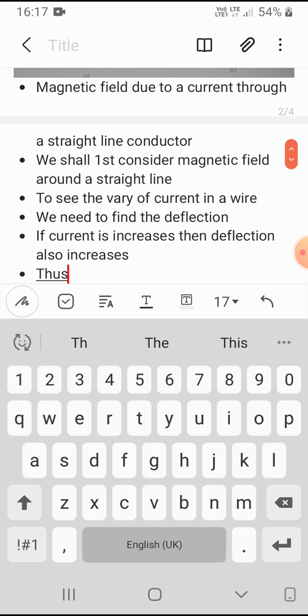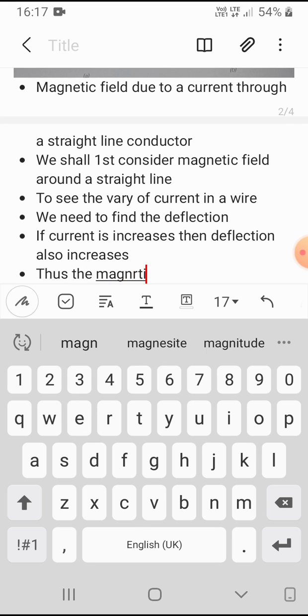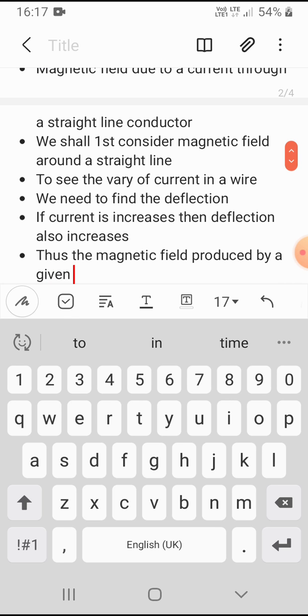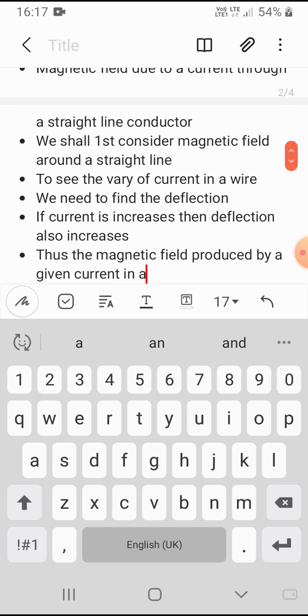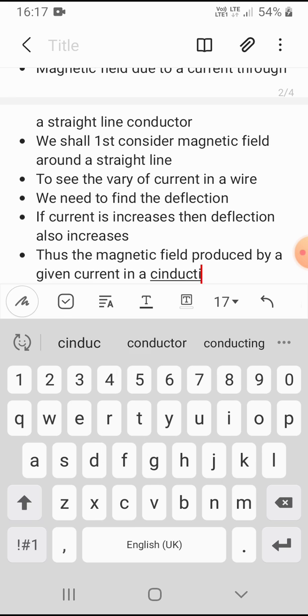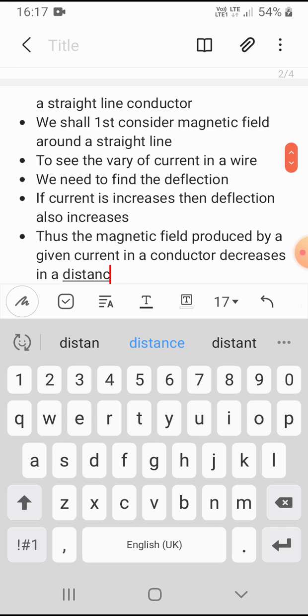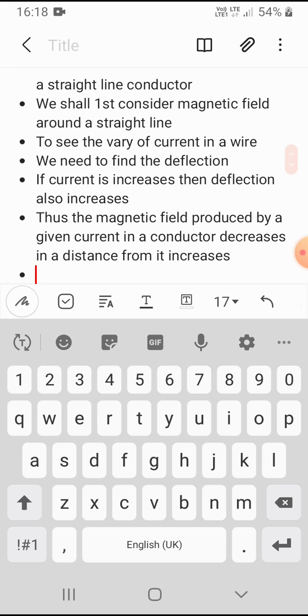So thus, the magnetic field produced by a given current in a given conductor decreases with distance from it. If the distance is more, the magnetic field decreases; if the distance is less, it increases.